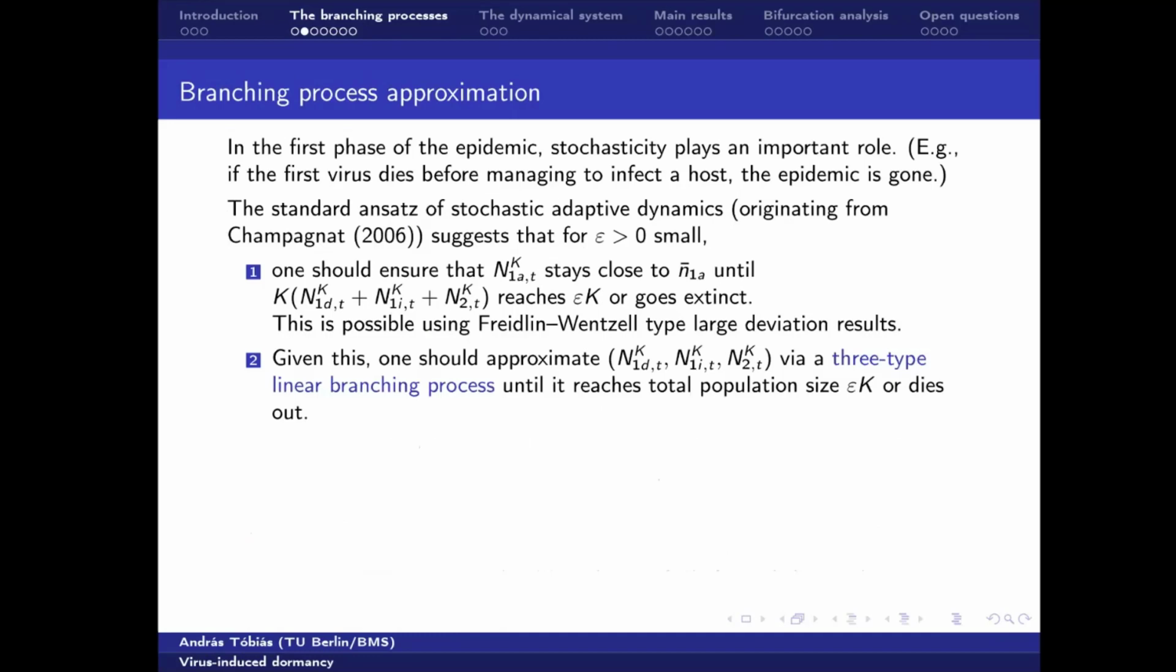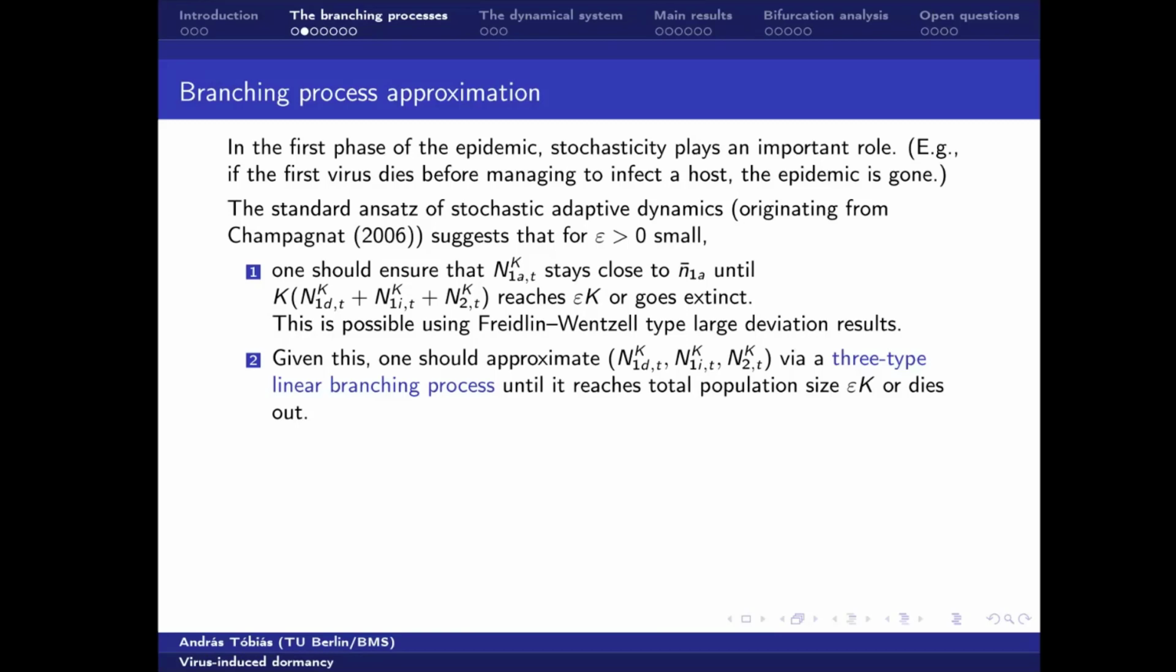Okay, and then we look at this first phase of the epidemic. There, as I said, stochasticity plays an important role. So here we want to employ the ansatz of adaptive dynamics, which has basically two main steps for this first phase. This comes from the paper by Nicolas Champagnat, but there are many other papers written afterwards that use these techniques. The first step is that one should show that the resident population, which is in this case type 1A, stays close to its equilibrium after dividing by K, as long as the total population size of all the other types, dormant, infected, and virus, reaches epsilon times K for some small positive epsilon, or dies out. So we will not see a big change in the resident population as long as either we have epsilon times K of these invaders, or they already died out.